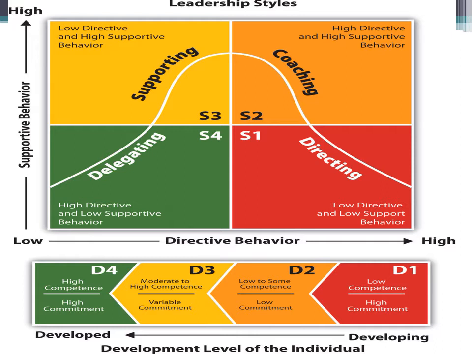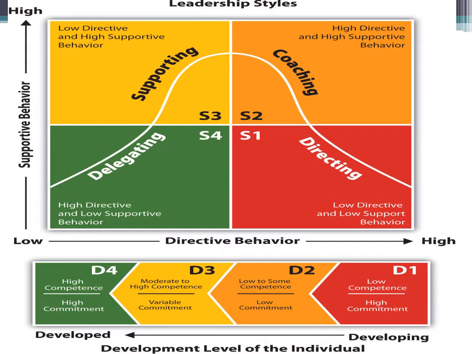Then comes the third, S3, that is supporting. The supporting leadership style is used in groups that are not yet comfortable in making decisions, but the followers have the ability to do the job correctly. The leader should support the followers when they are disappointed in progress. In this style, low directive but high supporting behavior is provided to the people.